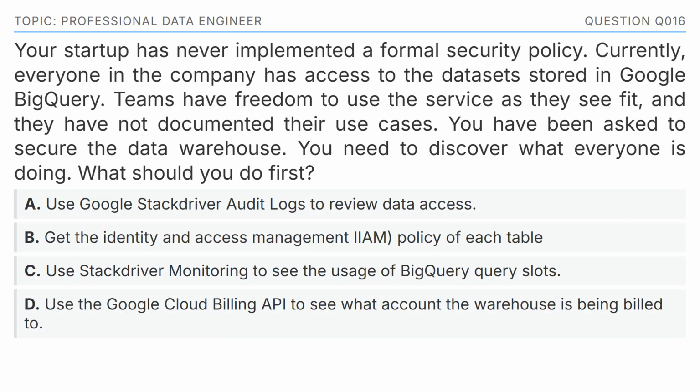The options are: Option A, use Google Stackdriver audit logs to review data access. Option B, get the Identity and Access Management (IAM) policy of each table. Option C, use Stackdriver monitoring to see the usage of BigQuery query slots. Option D, use the Google Cloud Billing API to see what account the warehouse is being billed to.